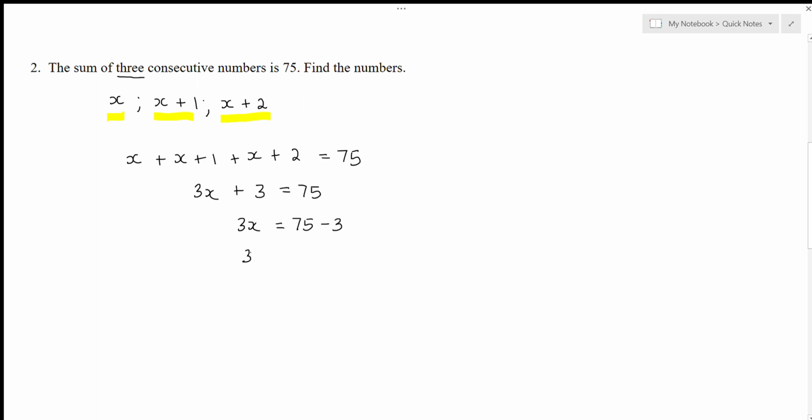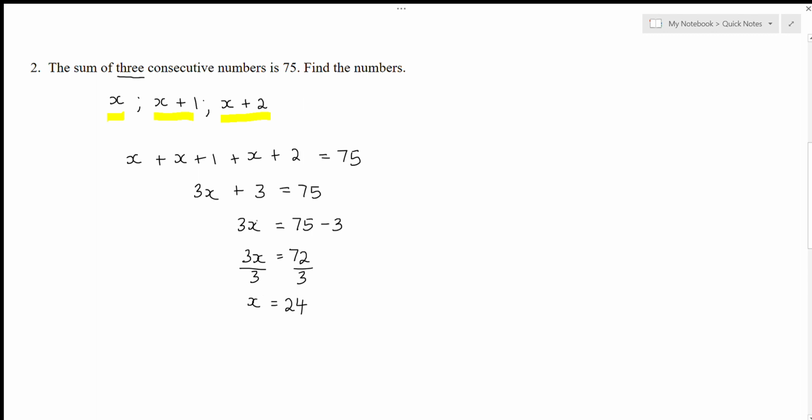So here I have 3x equal to 75 subtract 3, which would give me 72. And then I divide both sides by 3. Now when you divide both sides by 3, you're going to have x equal to, let's work that out. 3 goes into 7 2 times, remainder 1, and 3 goes into 12 4 times. So we have x equal to 24.